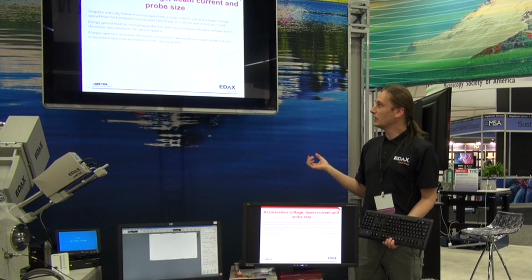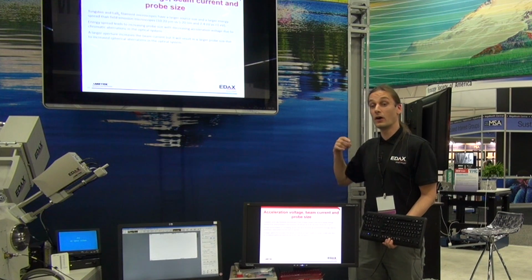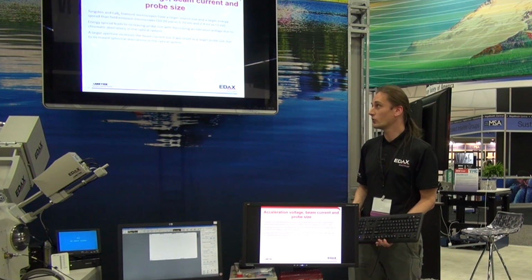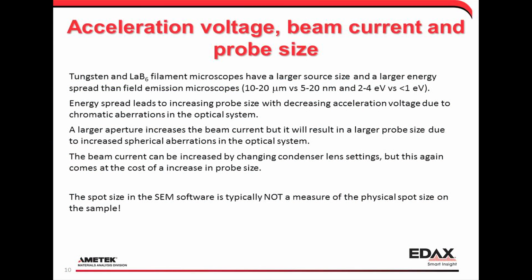Same thing if we increase the beam current by putting in a larger aperture, we get a larger spot size on the sample. So again, not what we want for high resolution. We have a few different settings. On the field emissions, you can usually change your condenser lens. That works the same way as opening up your aperture. Again, you get a larger probe size, so you lose your resolution in the maps.